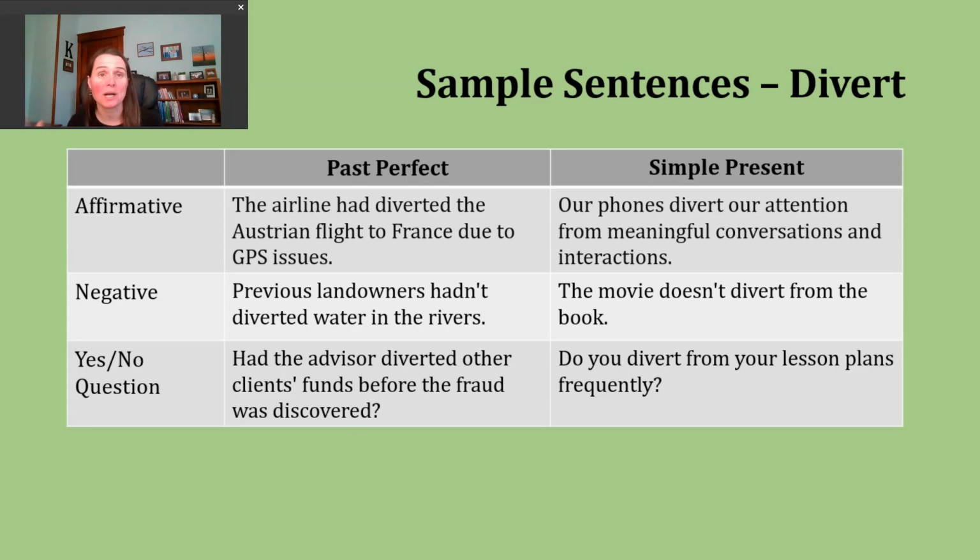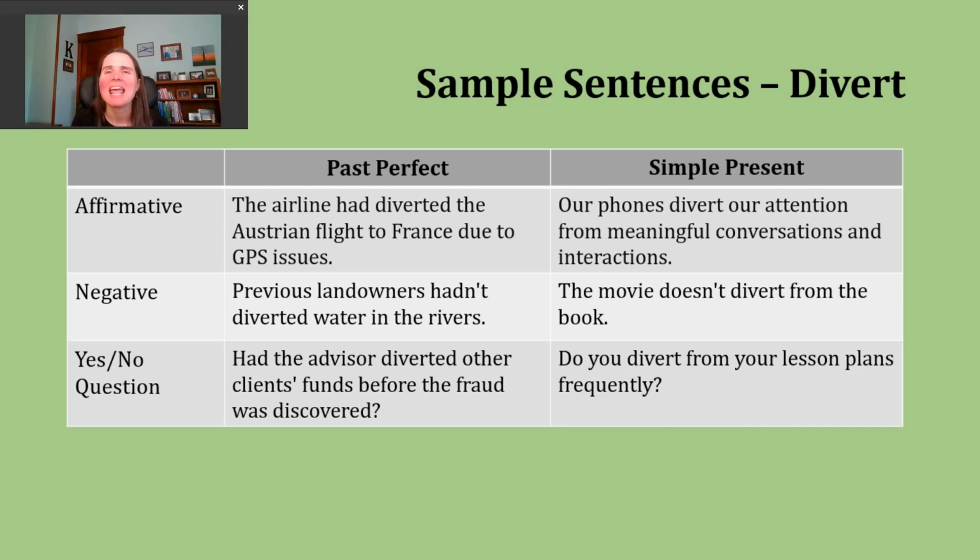Now, let's take a look at making a yes or no question in the past perfect. To do this, you want to start with had, then use your subject, and then the participle form of the verb. Here's another example. Had the advisor diverted other clients' funds before the fraud was discovered?